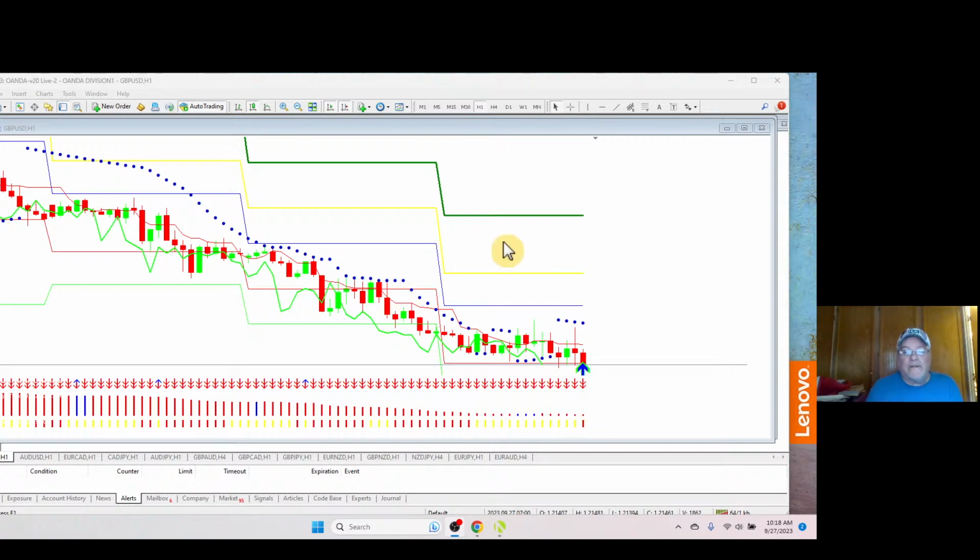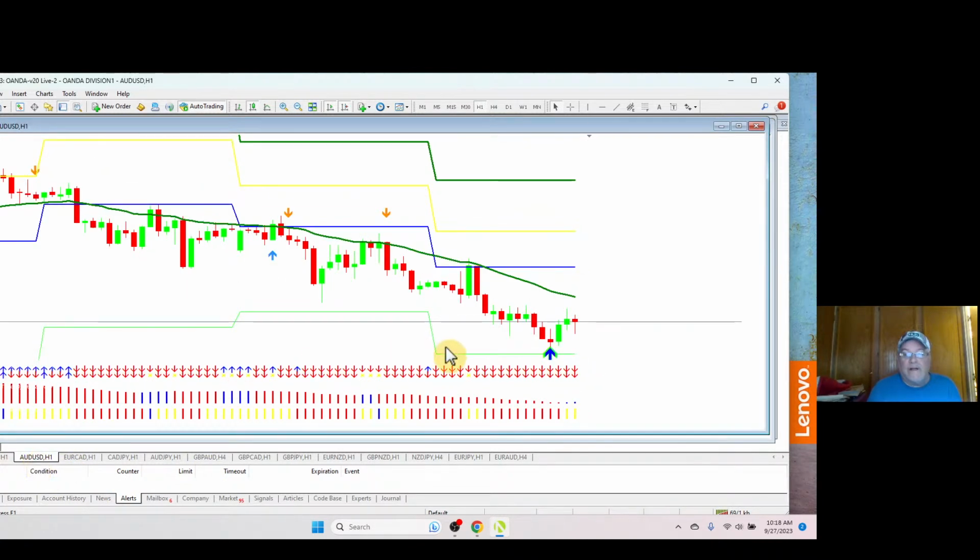Okay, we're going to try this again, guys. Hopefully got it fixed. Looks like it. And that's the pound dollar 1 hour. It's trying to make a 1 hour buy, but this has got 42 minutes left in that candle, so can't do anything there.